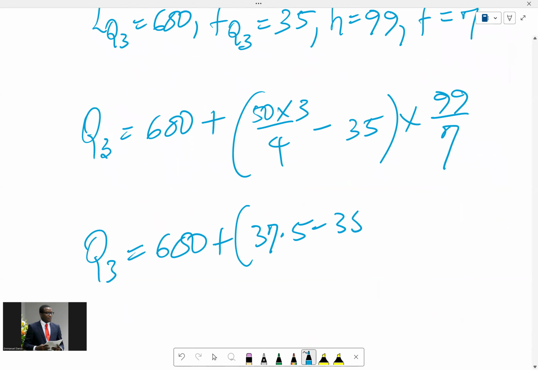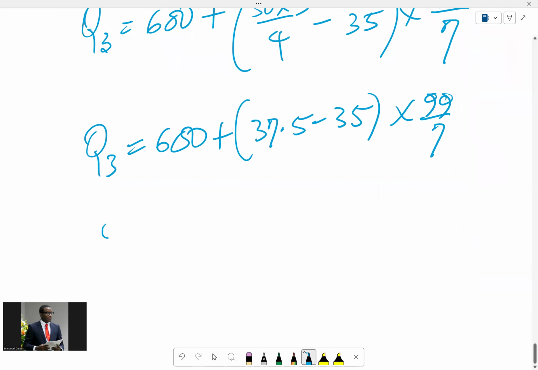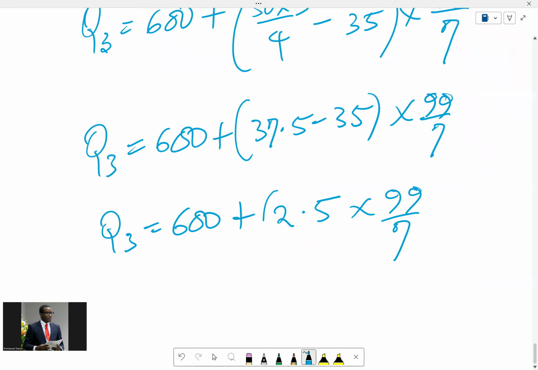That's 37.5 minus 35 times 99 divided by 7. So we have Q3 to be 600 plus 2.5, I believe. Yeah, 2.5 times 99 divided by 7. So let's go for that.